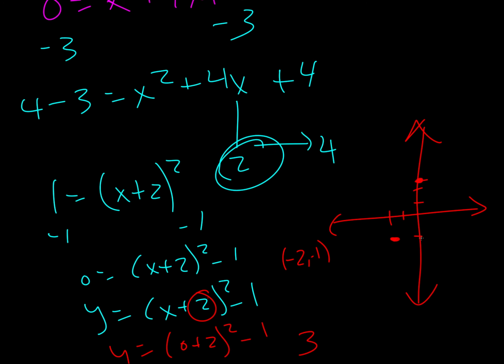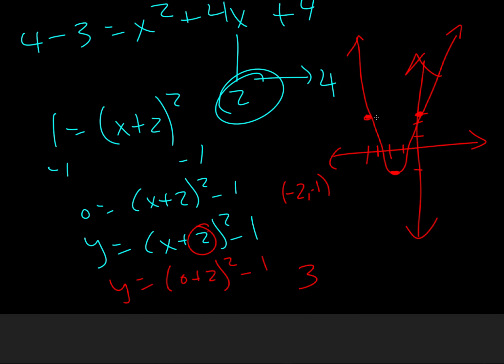Once again, we are 2 away from the axis, so we'll go 2 in this direction. And because of the symmetry, I have the hardest time connecting dots, but there we go. And that would be the graph. Okay, gotta get some more room.